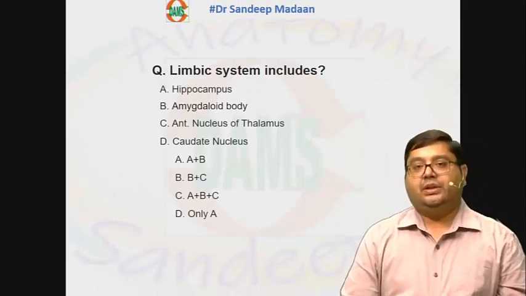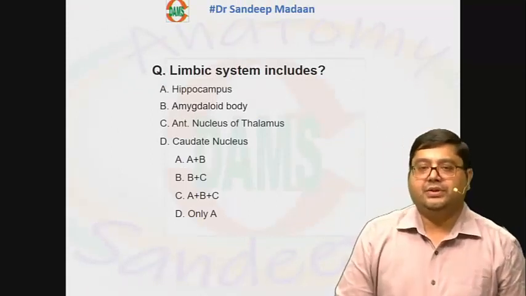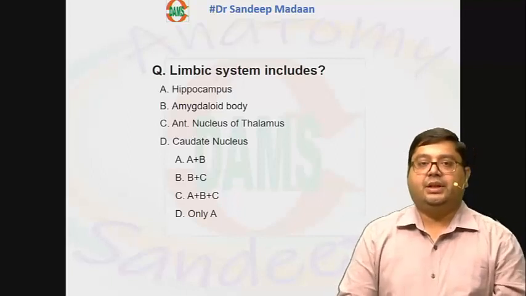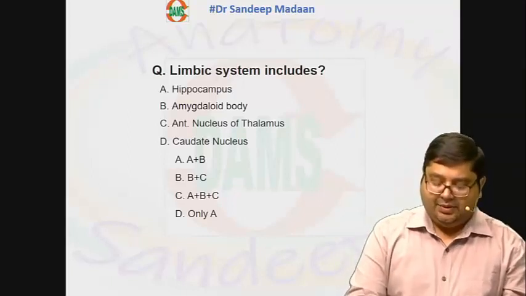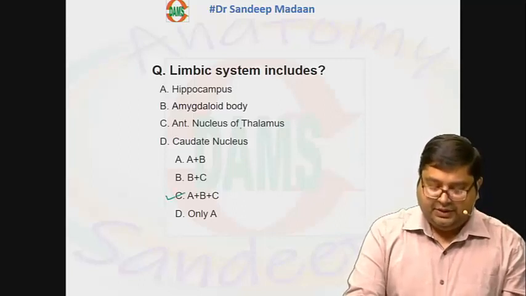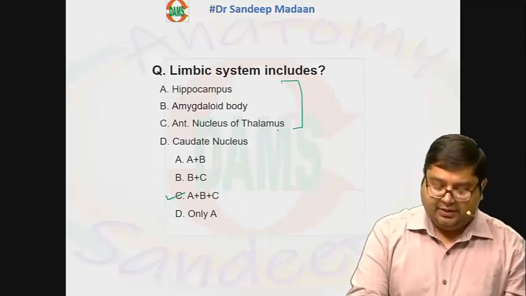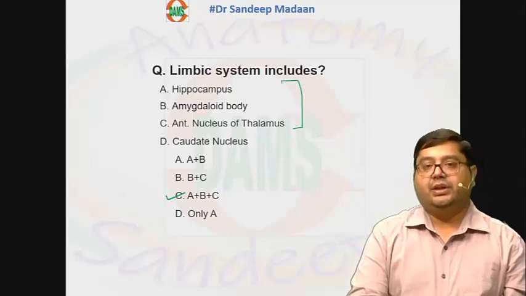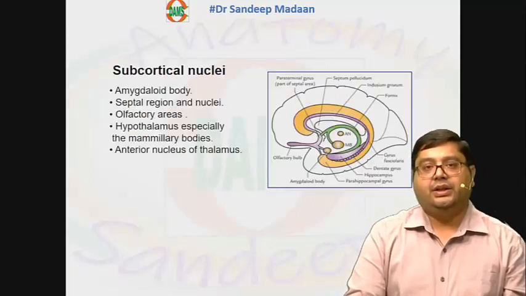Now the limbic system includes, and this is a new question because this was not asked in recent times. Among these options, the answer will be C, A plus B plus C, meaning these three are included in the limbic system. Caudate nucleus is not included.